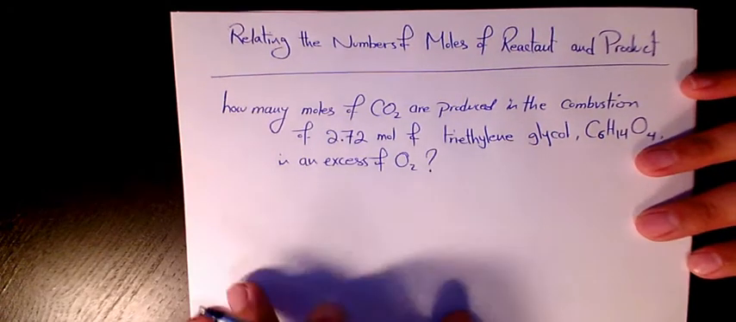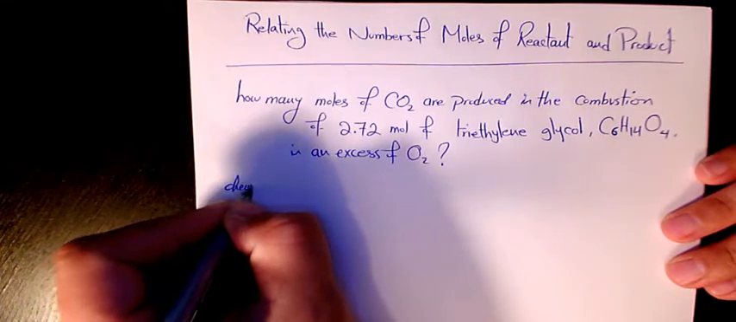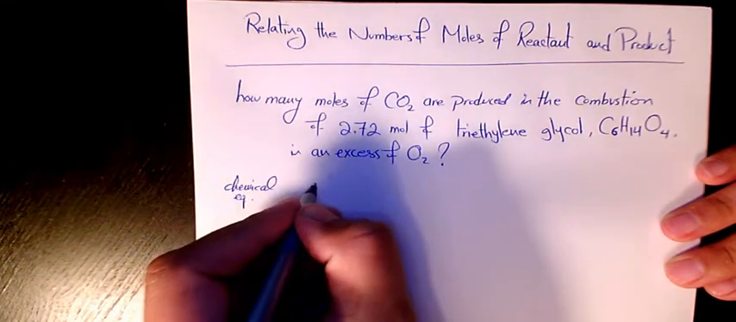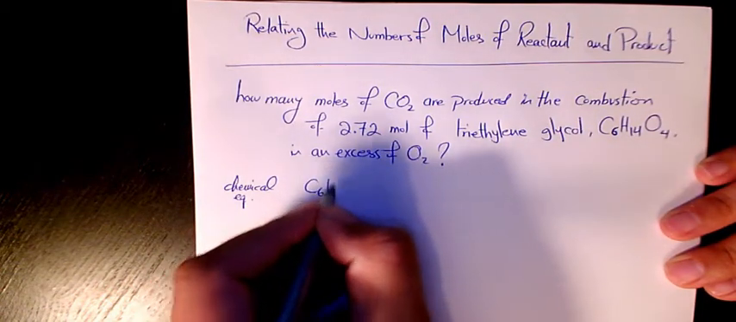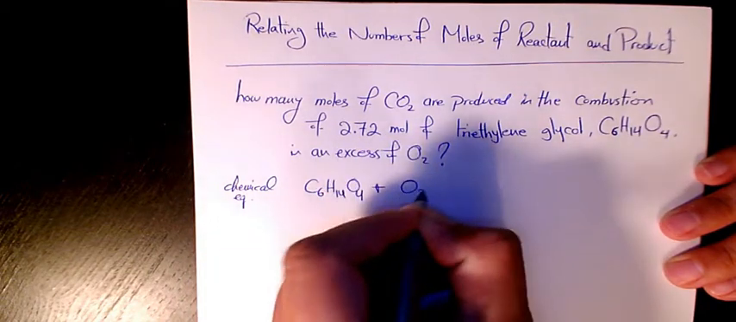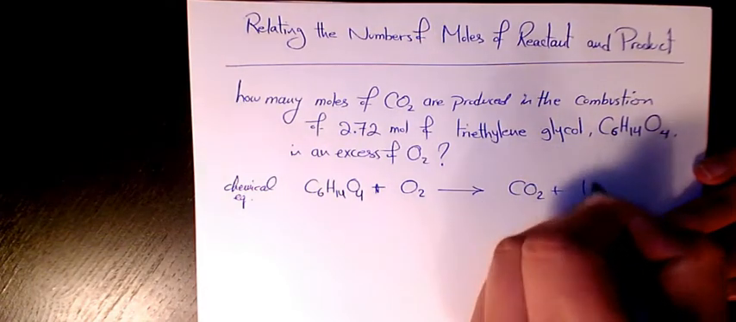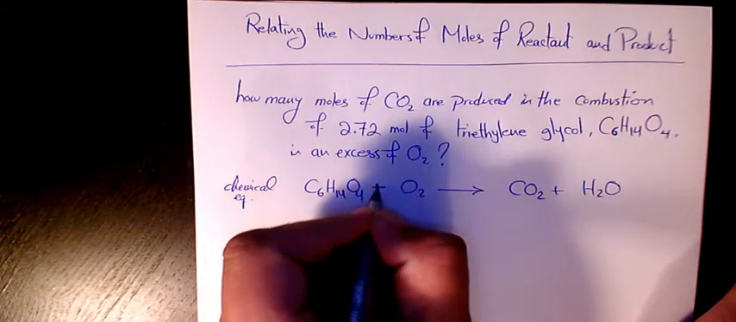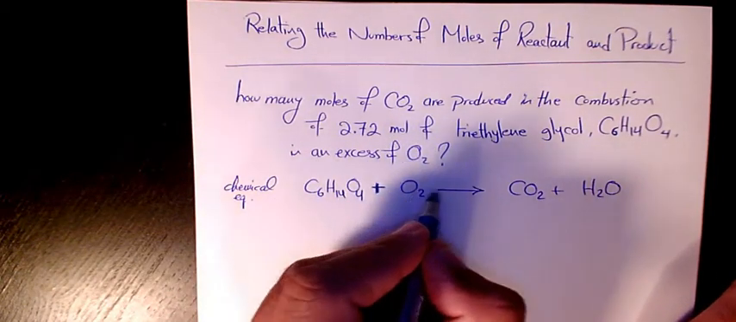So the first thing we need to do is write the chemical equation. The chemical equation is triethylene glycol, C6H14O4, in the presence of oxygen. It's going to convert to CO2 and water. That's the complete combustion, any kind of combustion reaction. Then we need to balance it.